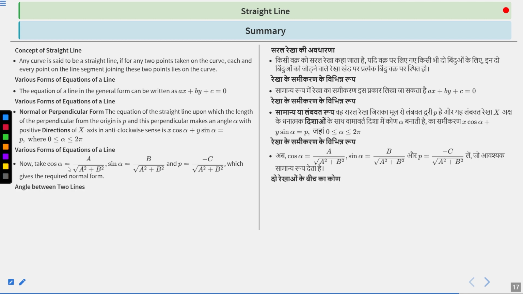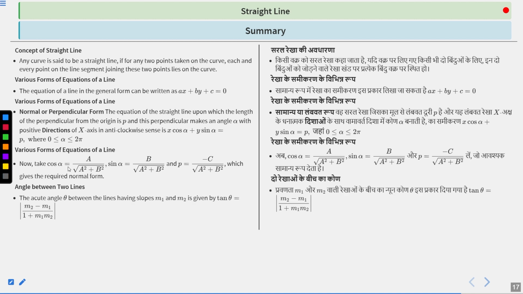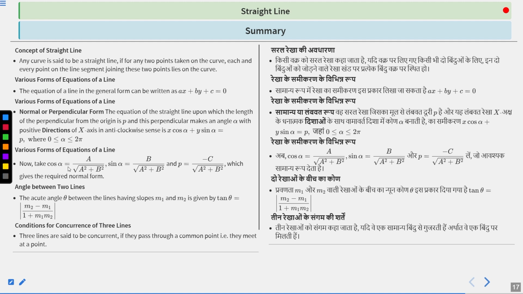Now after that we had seen the angle between two lines, in which we have seen the acute angle theta between two lines having slopes m1 and m2 is given by tan theta, which can be calculated as absolute value of (m2 minus m1) upon (1 plus m1 m2), right? After that, we have seen the conditions of concurrence of three lines. Three lines are said to be concurrent if they pass through a common point, that is, they meet at a point. Clear? Then these three lines are concurrent, right?